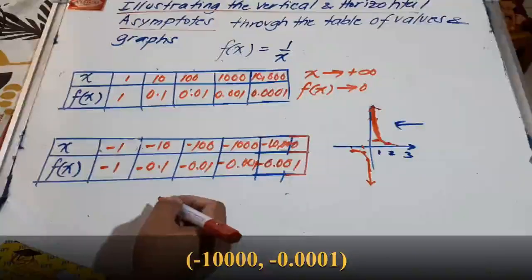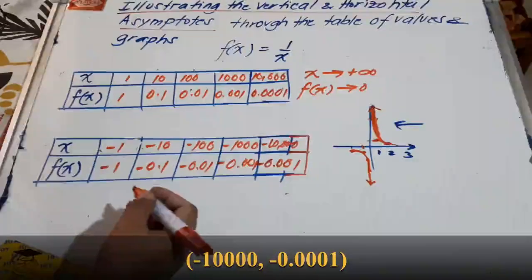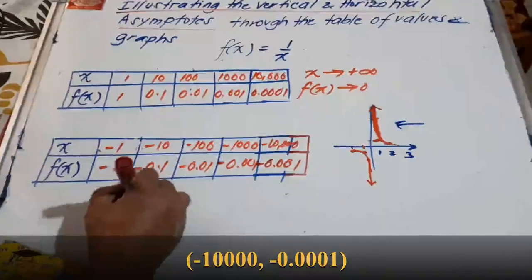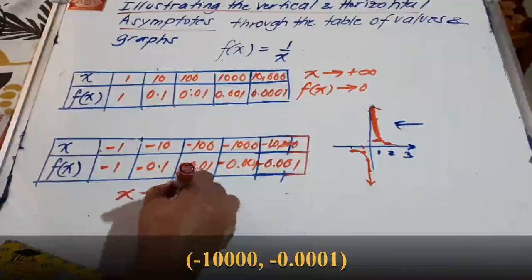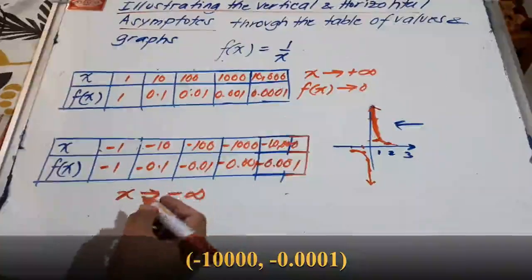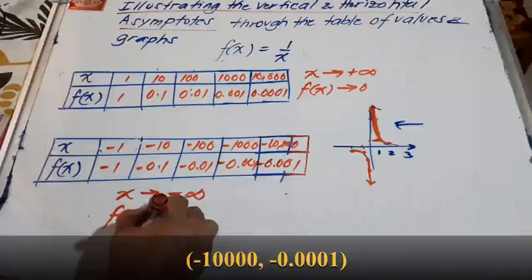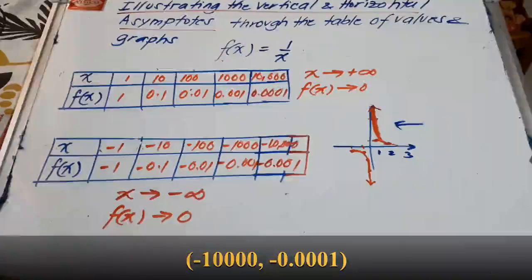So, anong nangyari naman dito? Kapag si x naman ay approaching to negative infinity, o paliit ng paliit ang values niya, okay? As x approaching to negative infinity, anong nangyayari kay f of x? Approaching to 0 also, di ba? F of x approaching to 0.